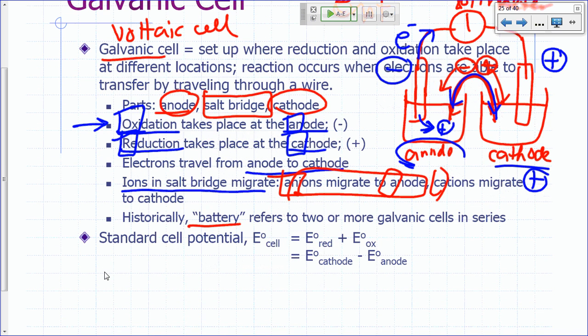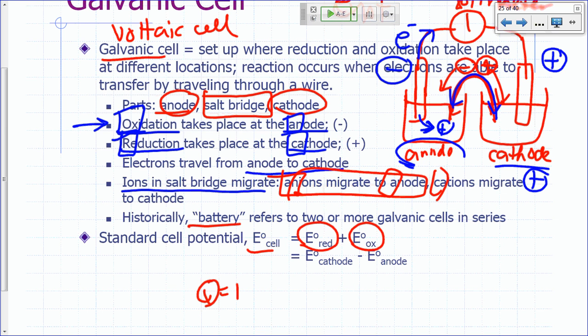Now, what would be the standard cell potential for this? If all your reactants and products are at a unit activity equals 1, your reaction quotient is equal to 1. The voltage that you measure is called the standard cell potential, right? So that's the standard reduction potential plus the standard oxidation potential.